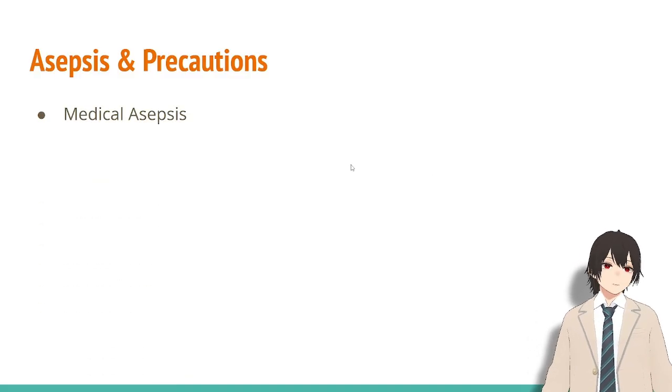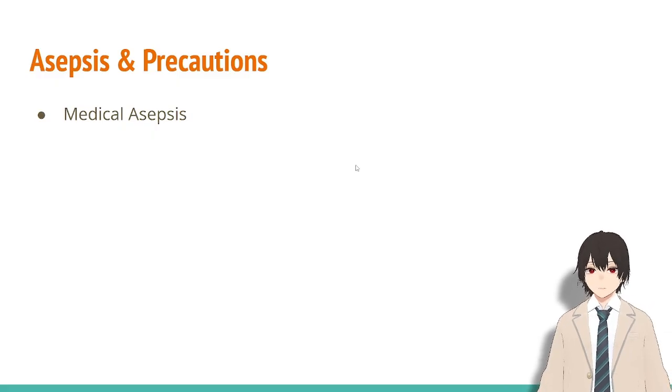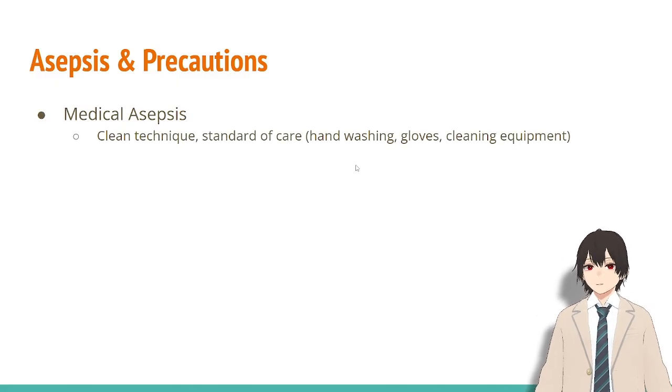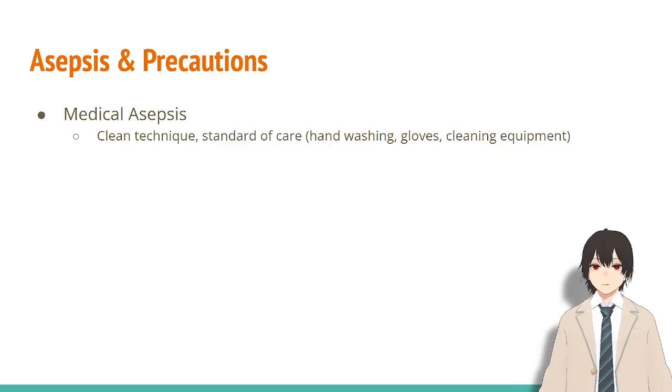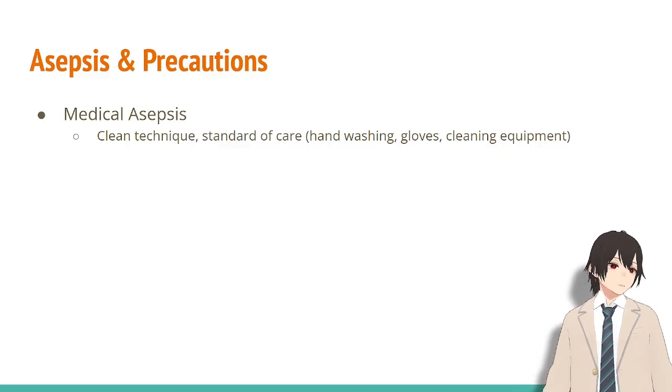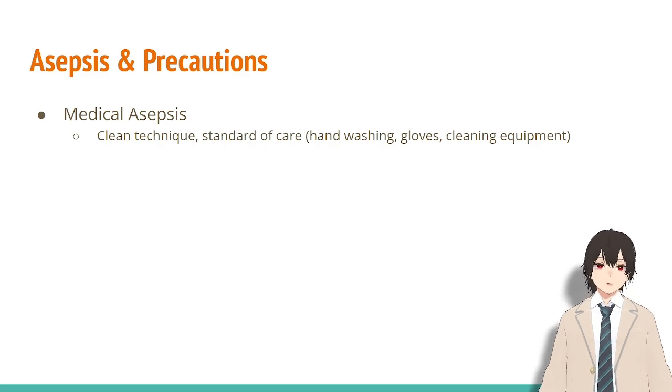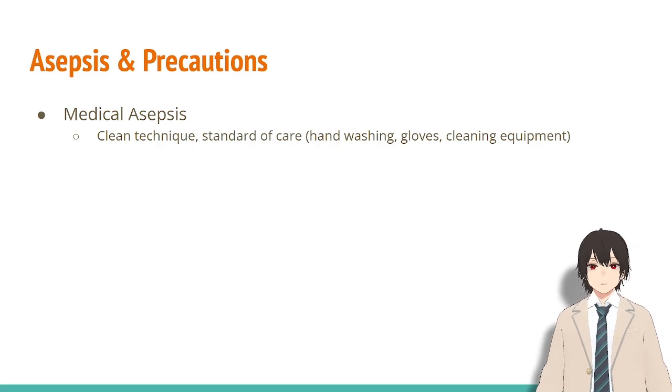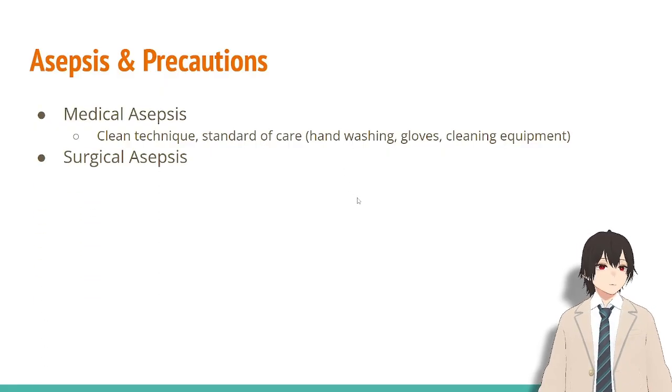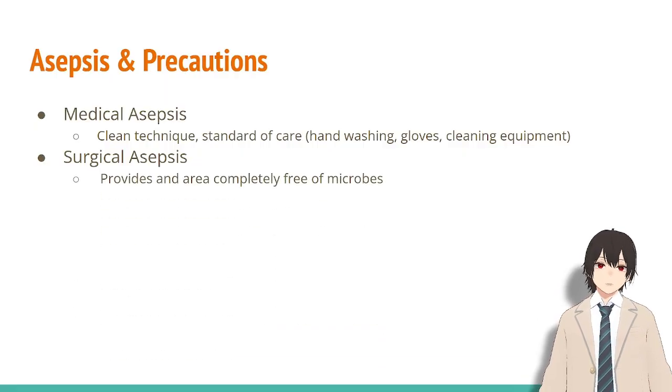So there's a difference between medical versus surgical asepsis, okay? And the primary difference is that medical asepsis is clean technique. So you're going to be washing your hands, putting on just regular gloves, okay, and cleaning your equipment with the Clorox or Sani wipes, okay. Surgical asepsis is when the area needs to be completely free of microbes, okay? So you're not just putting on those regular latex or nitrile gloves, whatever you guys are using in the hospital. You're using the specific surgical ones that come in the little packaging, okay?